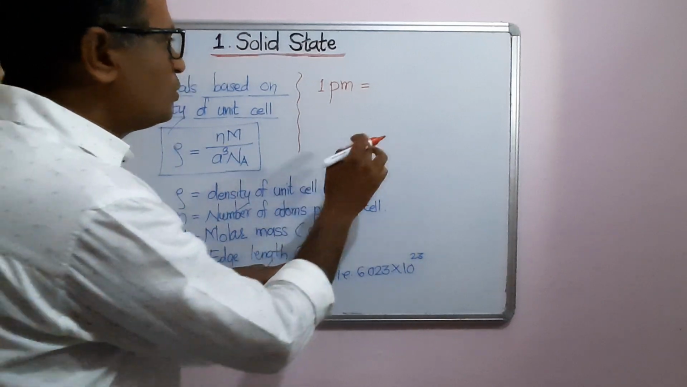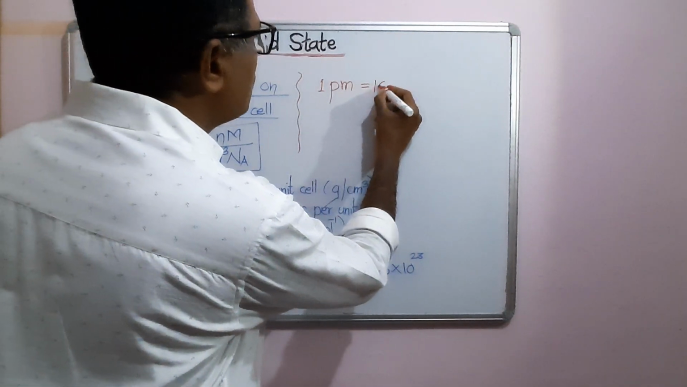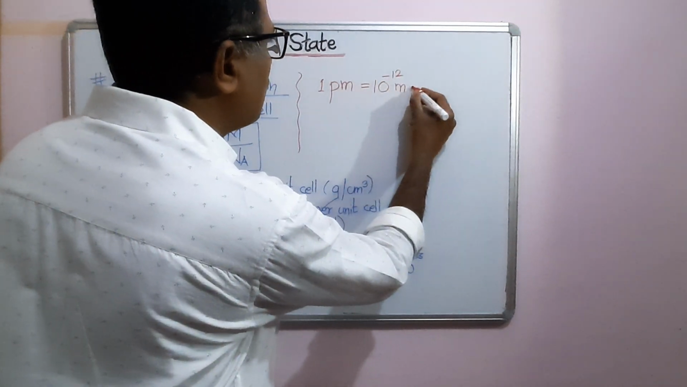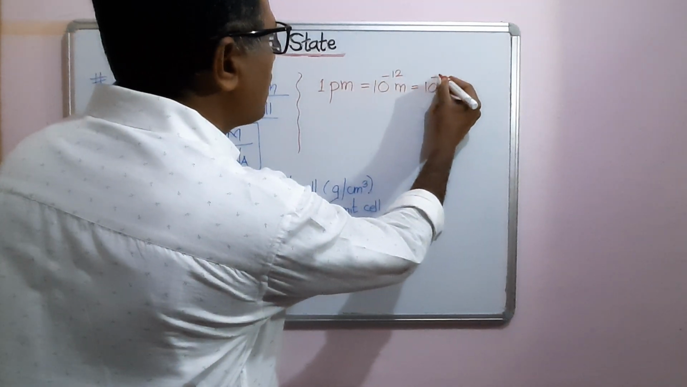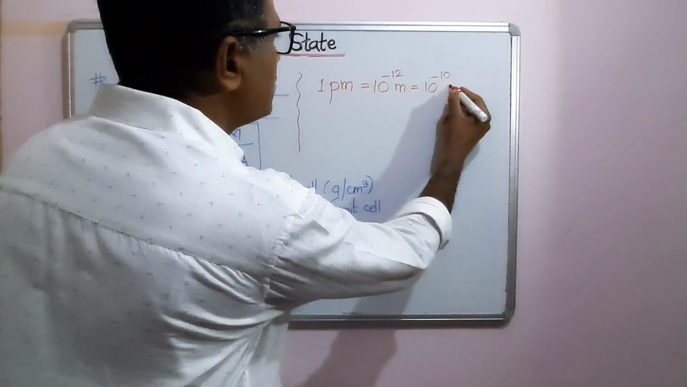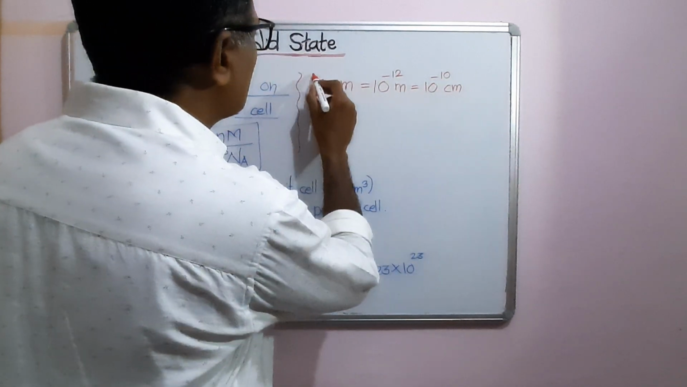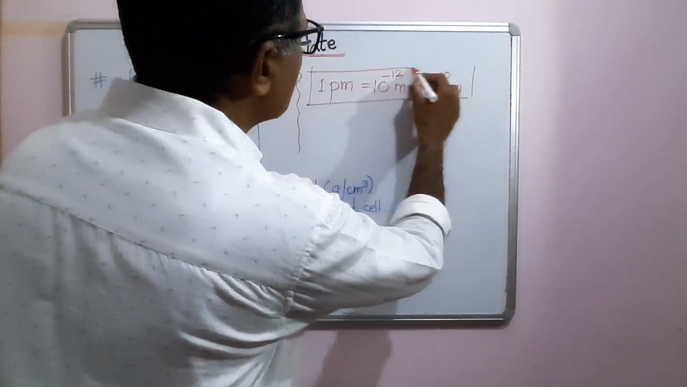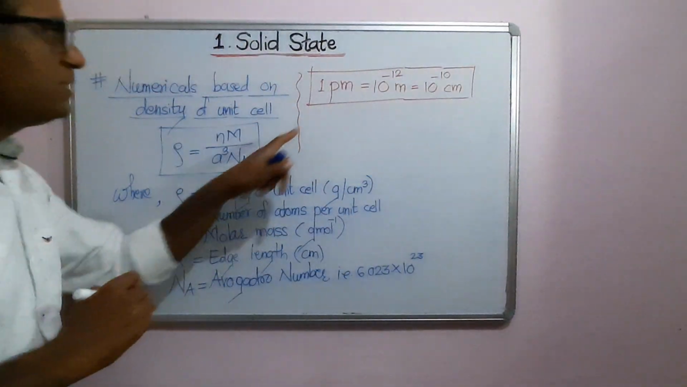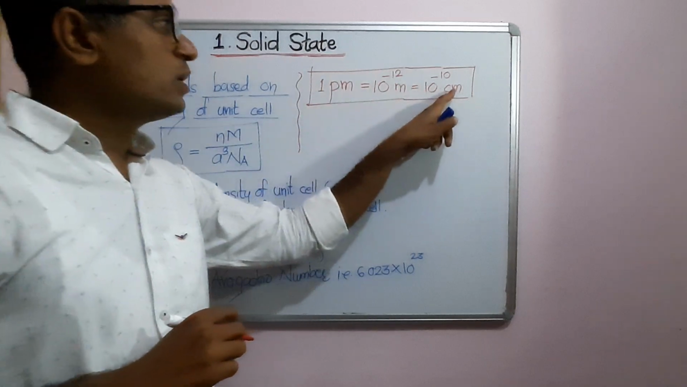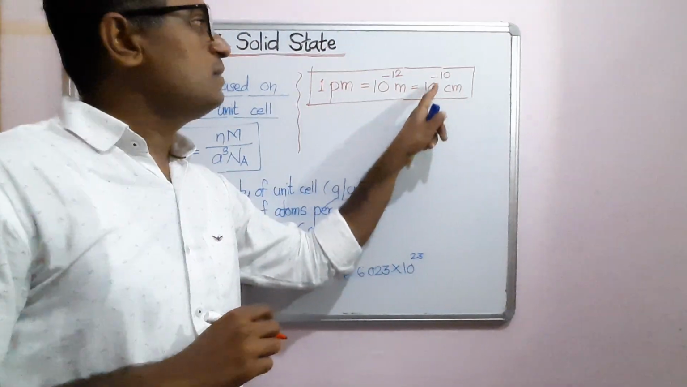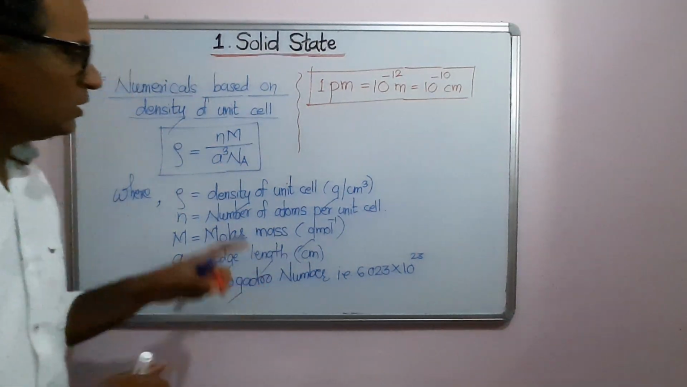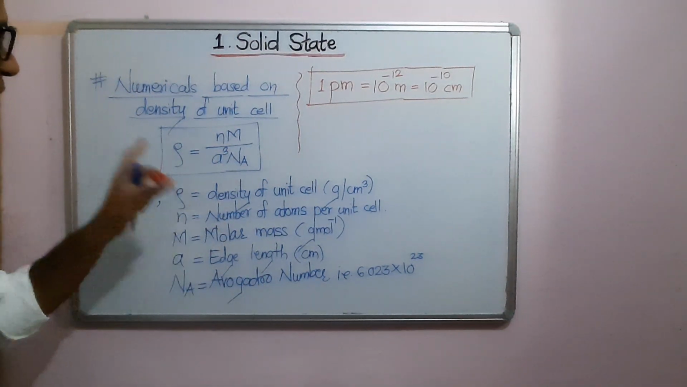Okay, so 1 picometer is equal to 10 to the power minus 12 meter, or you can write 10 to the power minus 10 centimeter. So this is the important conversion factor that you must know while solving the problems. It means if the edge length is given in picometer, you have to convert it into centimeter, just multiply by the factor 10 to the power minus 10. Then solve for density.